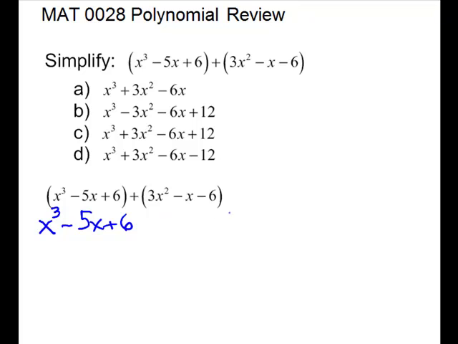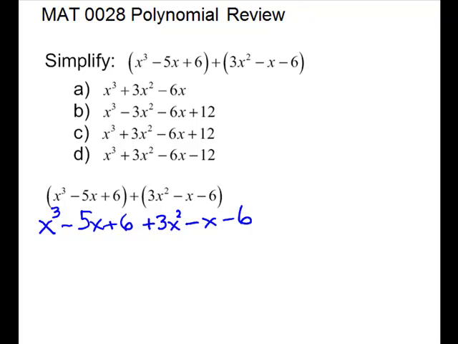Do the same with the second parentheses. There's no exponent. There's nothing in front. It's like a positive 1 out there. It will not change anything. So we can take the parentheses off. They did not matter. And now we will just combine like terms.